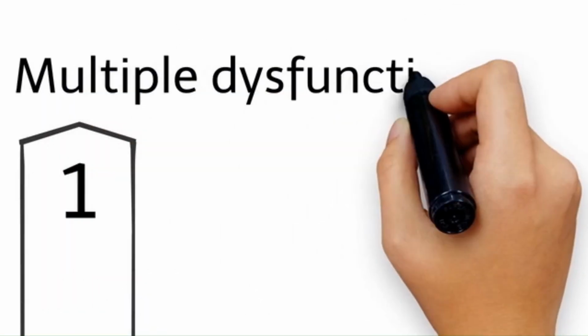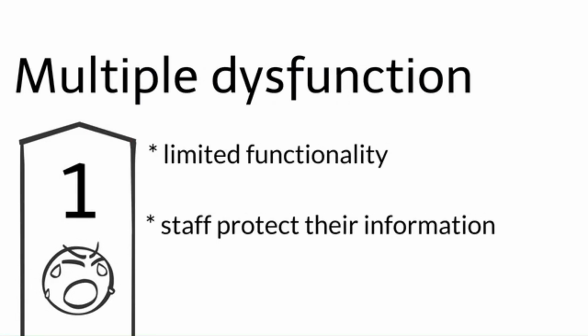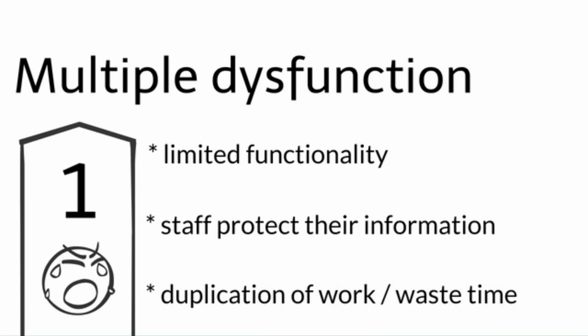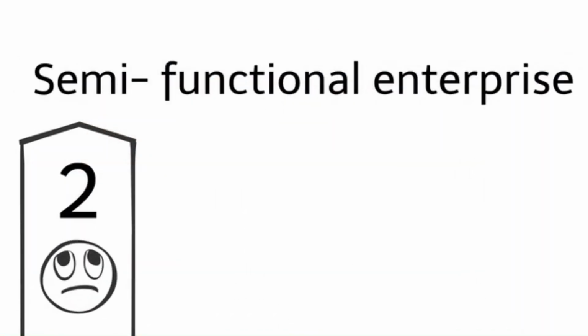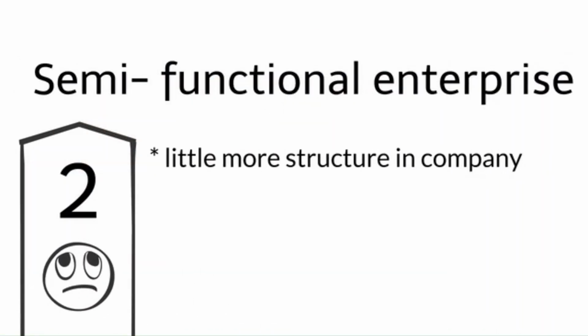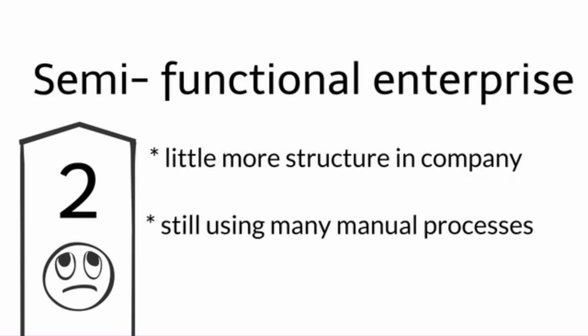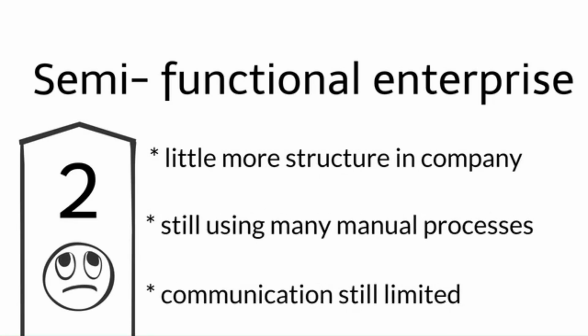Stage 1, multiple dysfunction. Simply put, there is limited functionality in this environment. People protect their information and they don't share. There is often duplication of work, which wastes time. Stage 2, a semi-functional enterprise. Here companies are creating a little more structure. However, there are still many manual processes and communication is still somewhat limited.